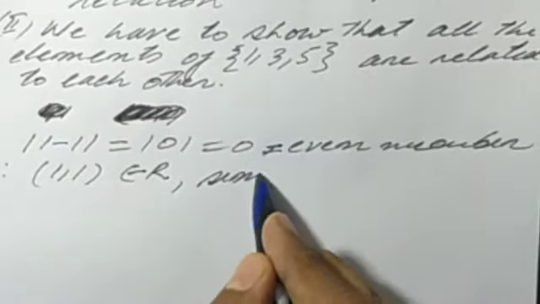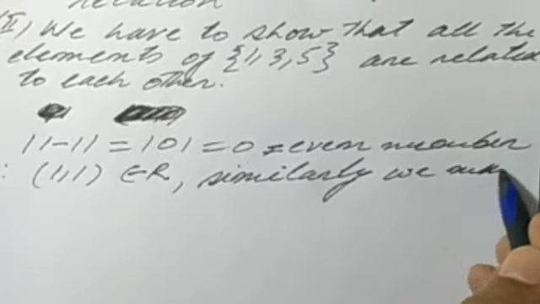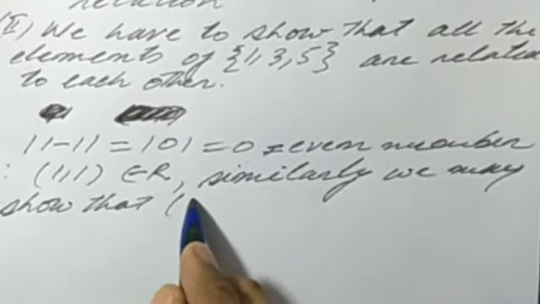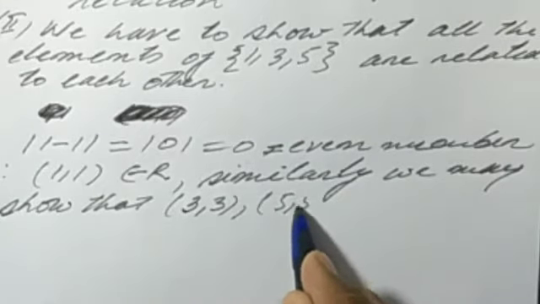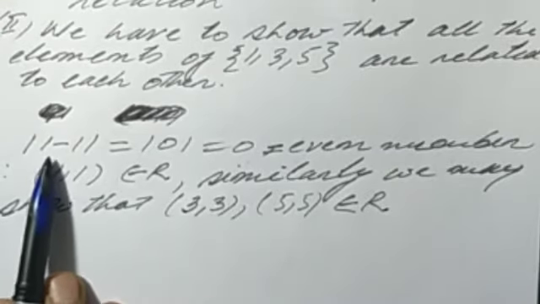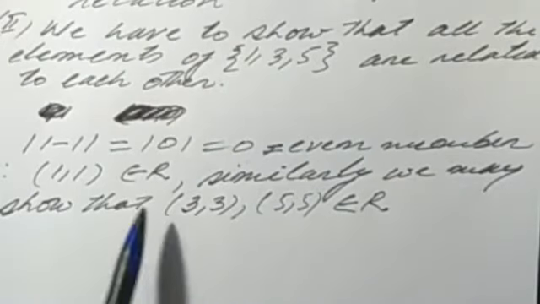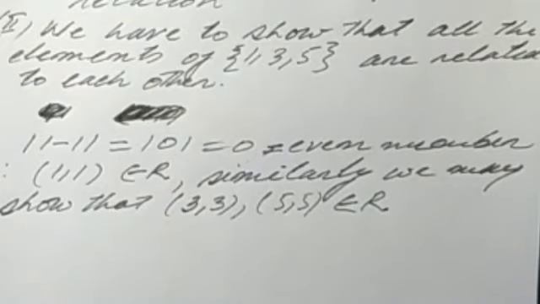Similarly, we may show that (3, 3) and (5, 5) must also belong to R, because as we have shown for (1, 1), modulus 1 minus 1 is equal to 0, which is an even number. Similarly, modulus 3 minus 3 is also equal to 0, and modulus 5 minus 5 is also equal to 0. Now we have to take 1 and 3.